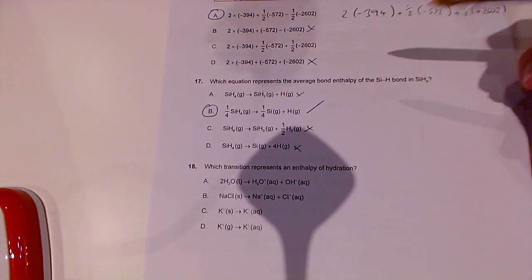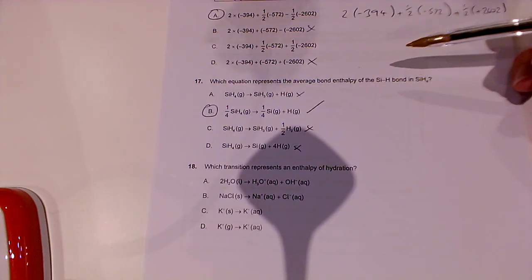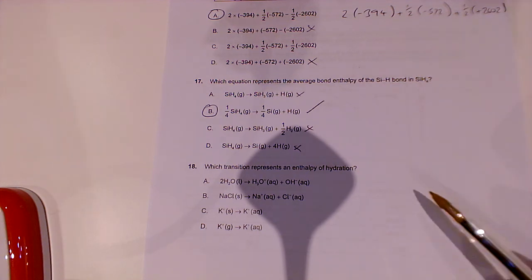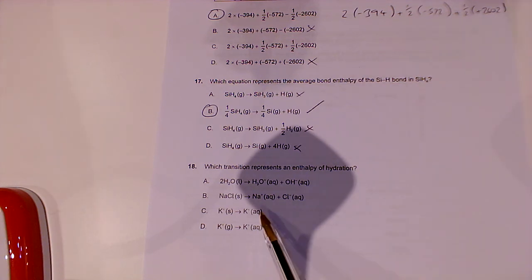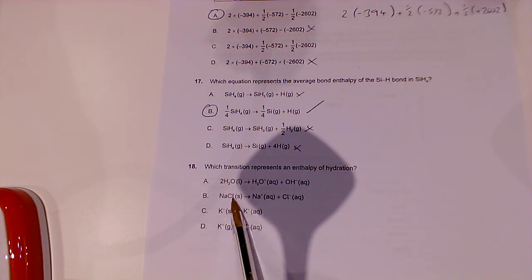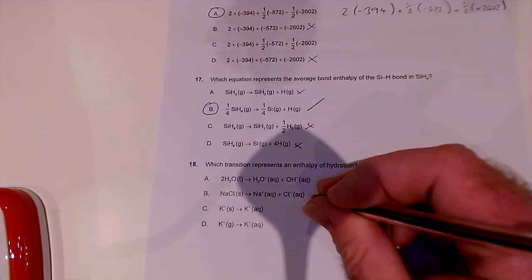Which transition represents an entropy of hydration? So remember, that's where we take something and dissolve it in water, but it's got to be a gaseous ion as well, don't forget. So here, this is an entropy of solution. So even though we're taking something and dissolving it in water, that's an entropy of solution.